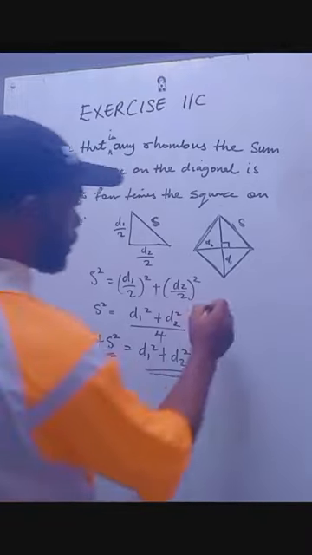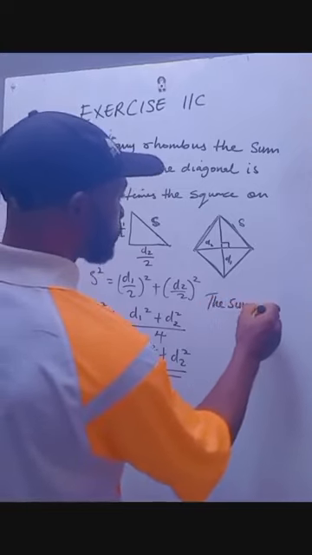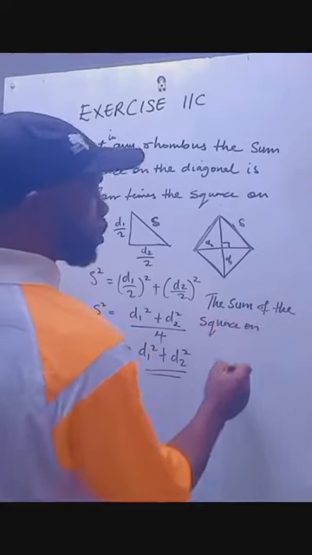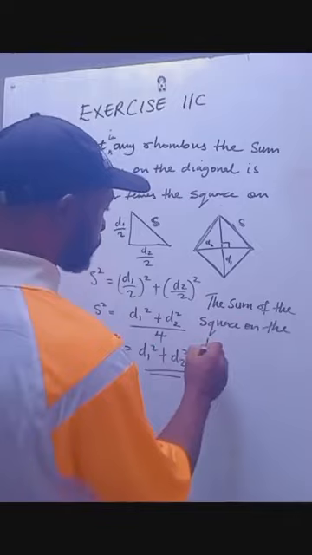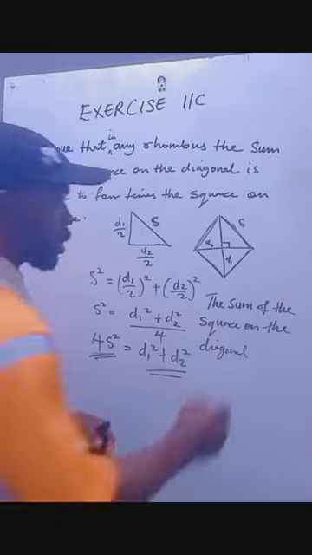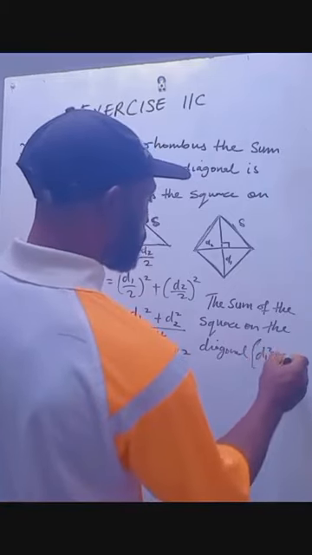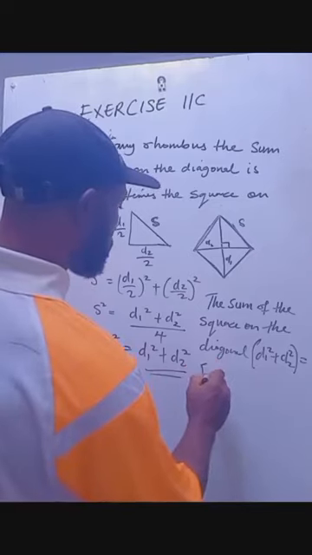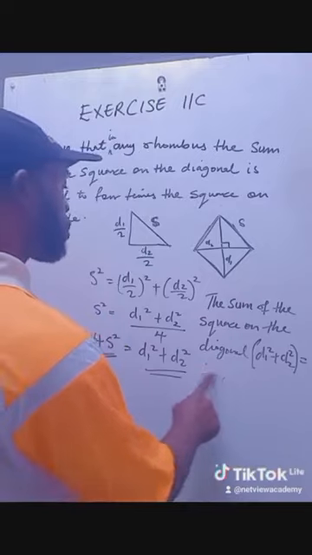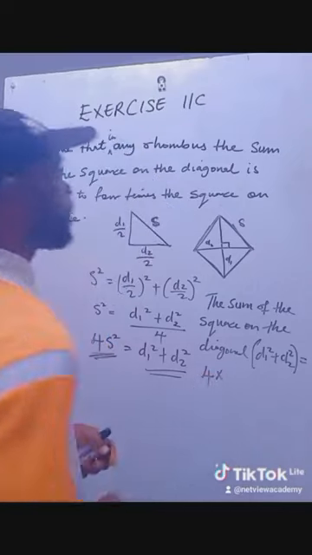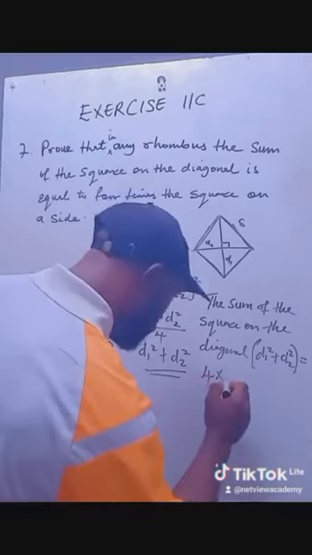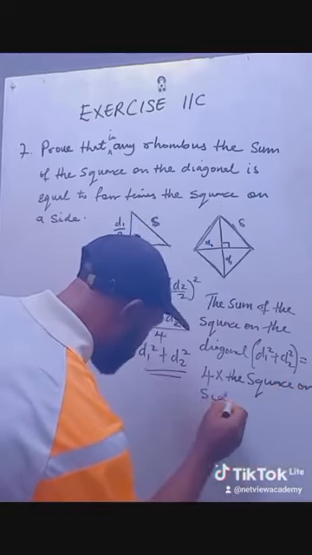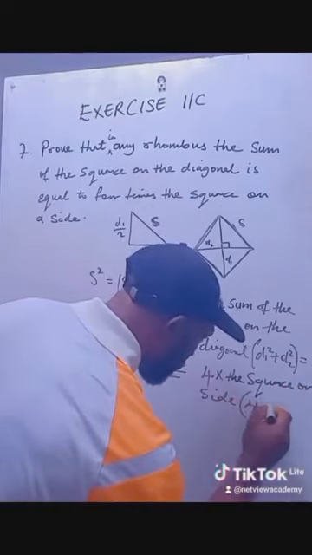Therefore, the sum of the square on the diagonal, which is equal to D1 squared plus D2 squared, is equal to 4 times the square on a side, which is equal to 4x squared.